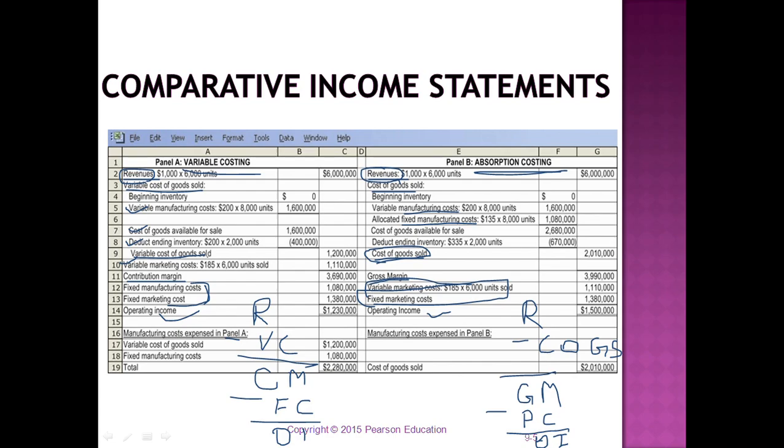Of course, if you will notice here, you will find that the amount of operating income under both the methods, as you can see this number, would not be the same because of the way in which you're classifying your cost. That is, under the variable costing system, you will be considering all the variable costs as inventoriable cost, while in the absorption costing you will consider only the manufacturing cost as the inventoriable cost.